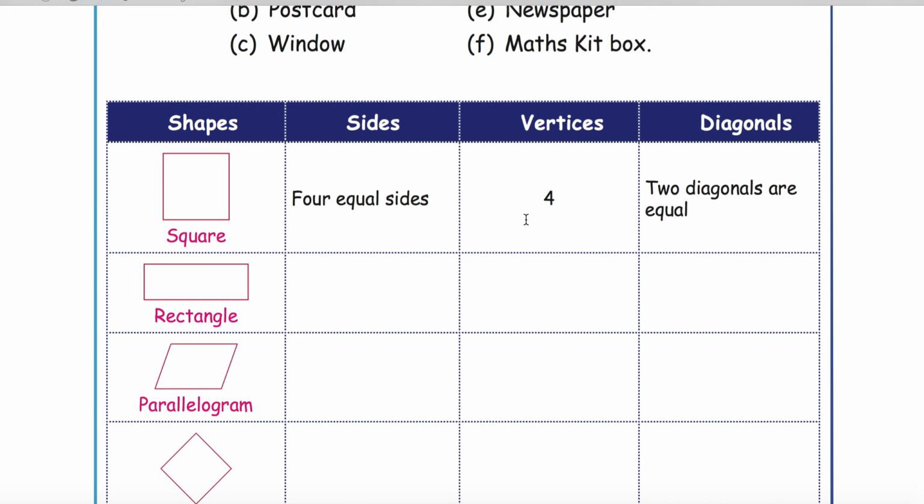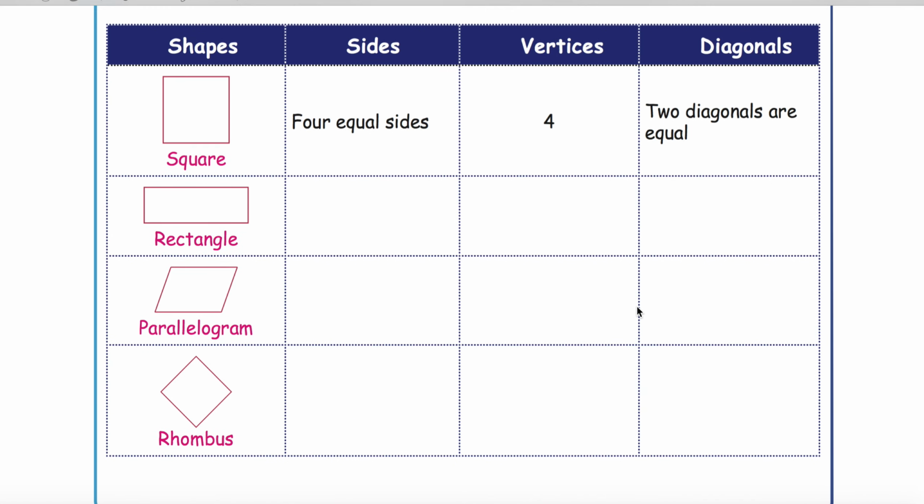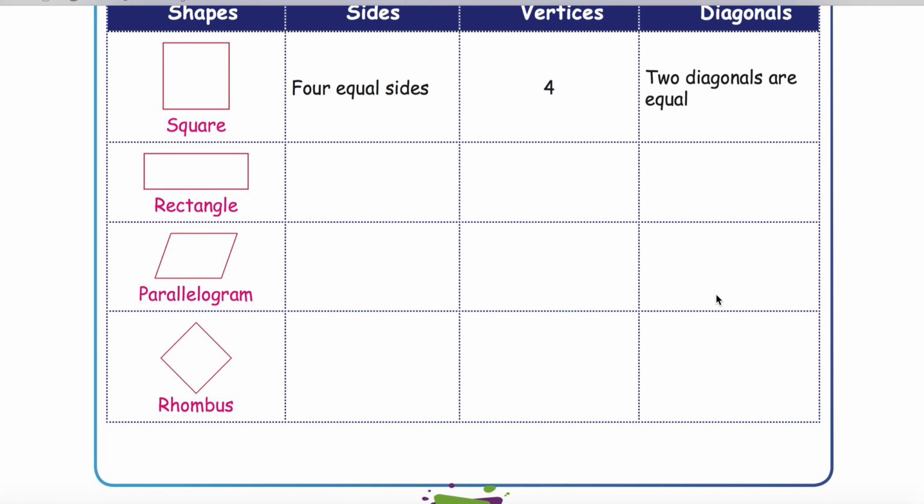Square: 4 sides are equal, 4 vertices, 2 diagonals are equal. Rectangle: opposite sides are equal, 4 vertices, 2 diagonals are equal. Parallelogram: opposite sides are equal, 4 vertices, 2 diagonals are not equal. Rhombus: 4 sides are equal, 4 vertices, 2 diagonals are not equal.